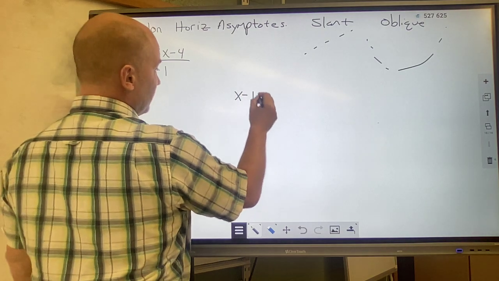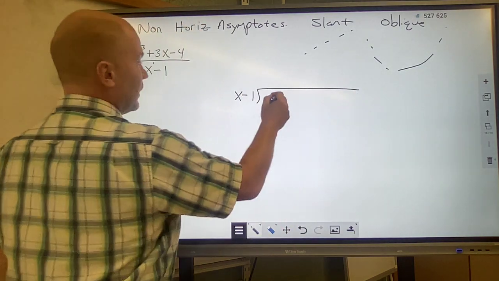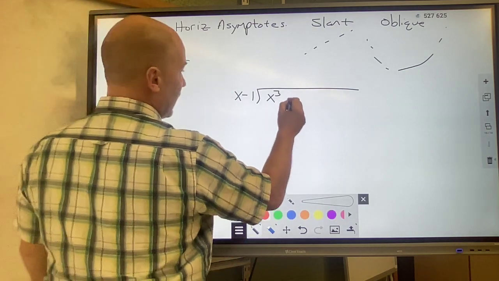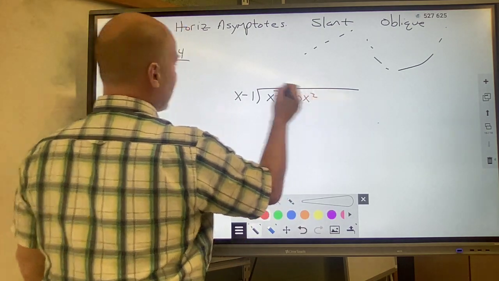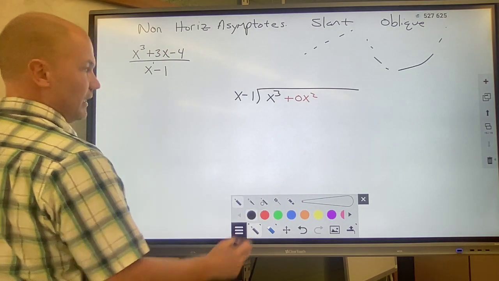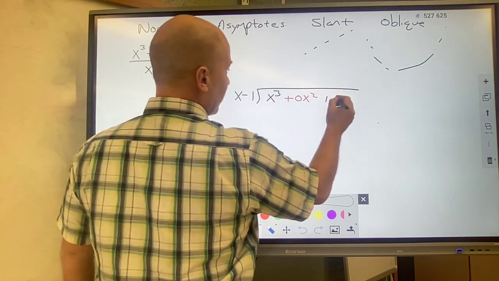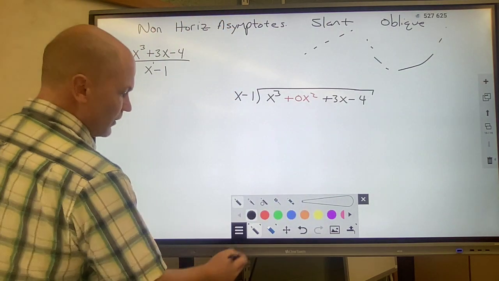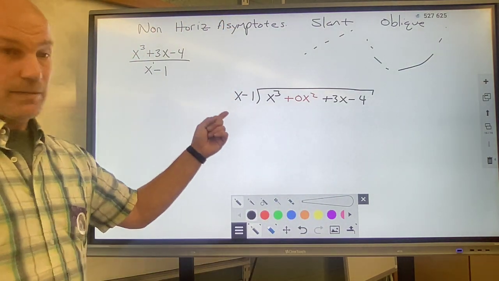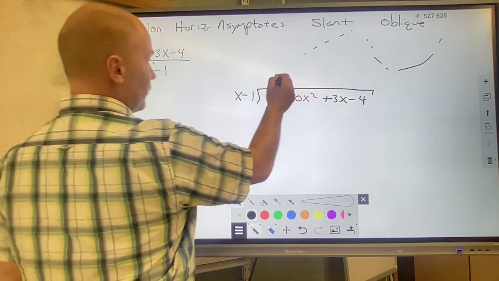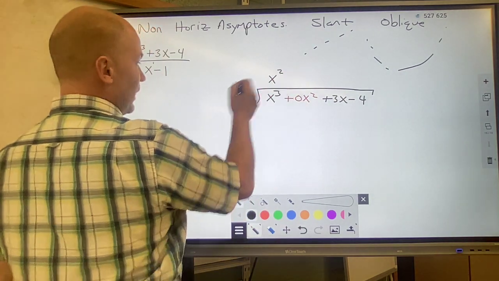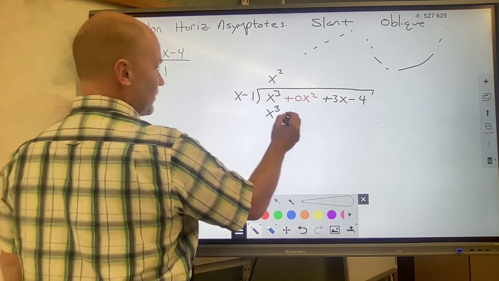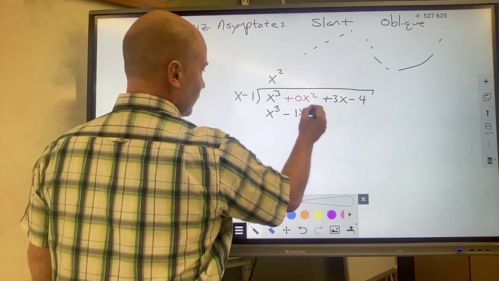X minus 1 divided into x cubed. We've got to have our placeholders. Because this doesn't have an x squared term, I need that in there. Plus 3x minus 4. So now what I need to do is go, how many times does x go into x cubed? Well, the answer is x squared. Now I multiply. X squared times x is x cubed. X squared times negative 1 is negative 1x squared.